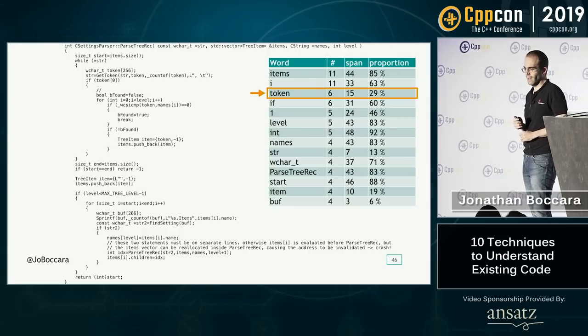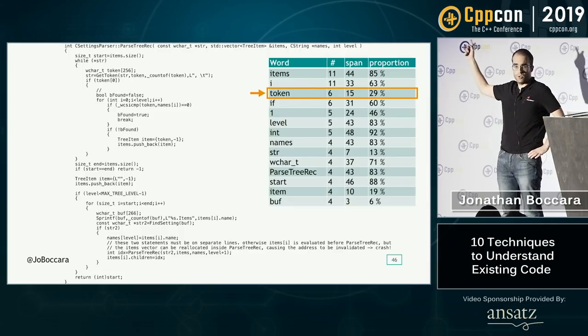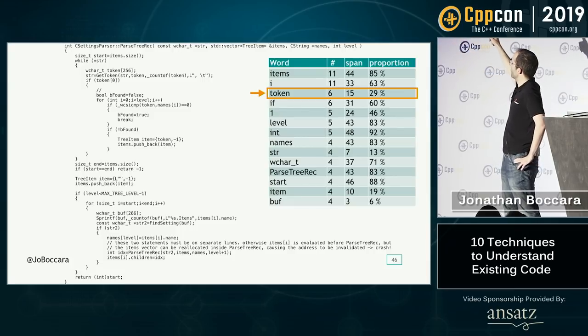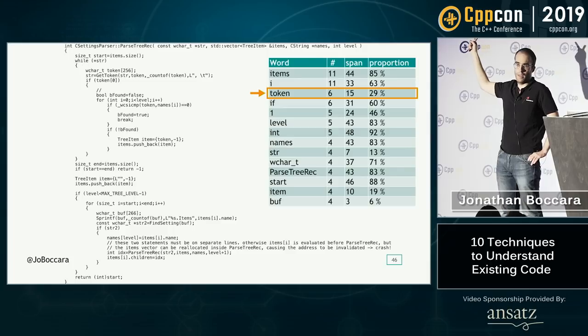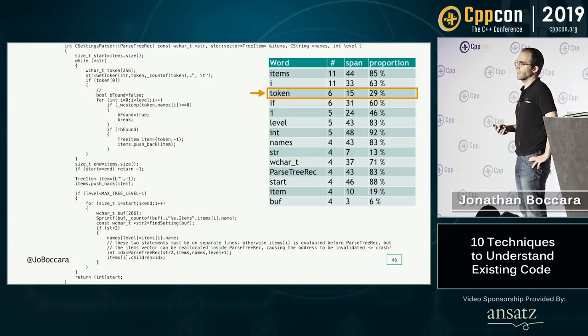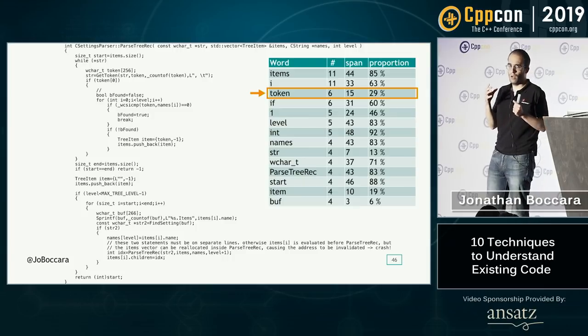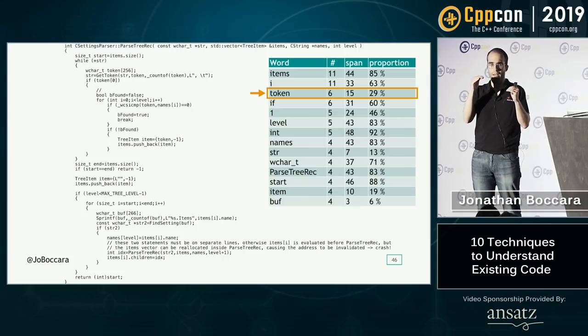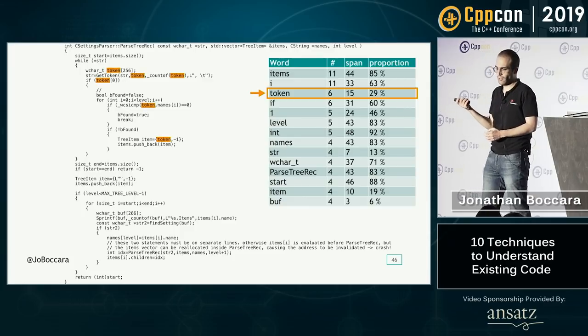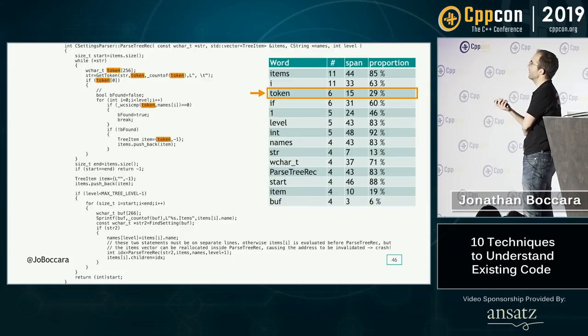I think I heard it. That's token. Token is amongst the top three words of the function, but its proportion is much smaller than the others. Right? That means that token is used a lot in a local part of the code. If we highlight token, that's what we see.